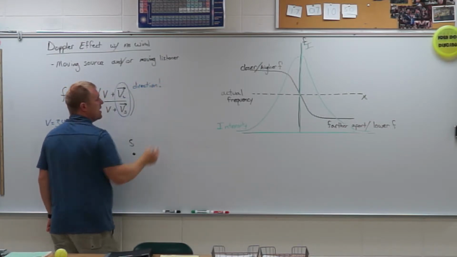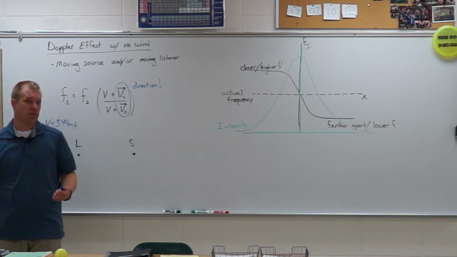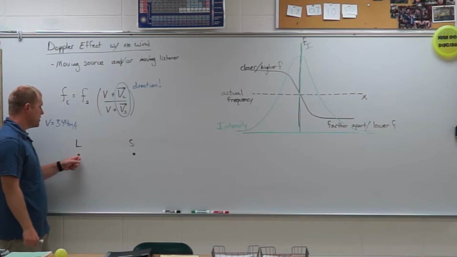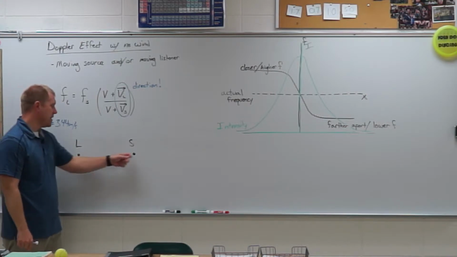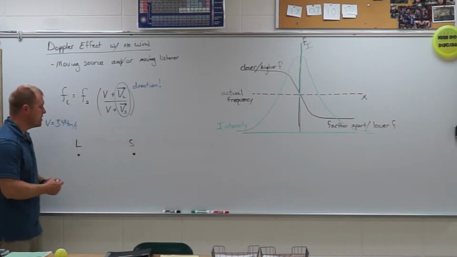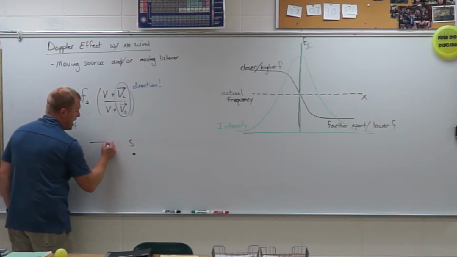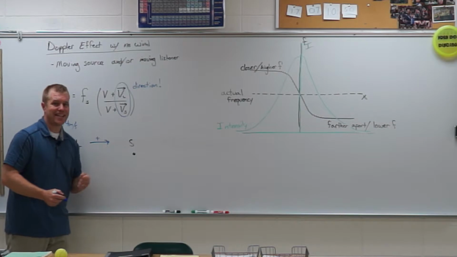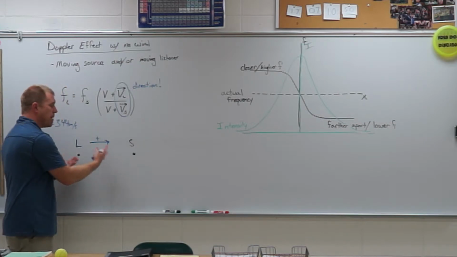Now, the next important thing is how do we determine their direction? So this is what we'll do. Every time we start one of these problems, we're going to start with two dots, an L and an S. L being the listener, S being the source. And we're going to draw an arrow with the positive direction labeled from L to S. This will be our positive direction.